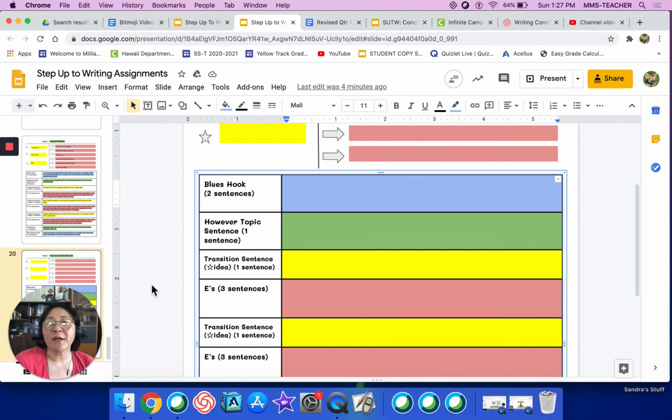I do want to remind you that Step Up to Writing again is not going anywhere. You're going to have to know this because you are going to be writing in this format for pretty much the rest of 6th grade. So it's really important that you try to learn how to do it correctly. It will make your life so much easier.